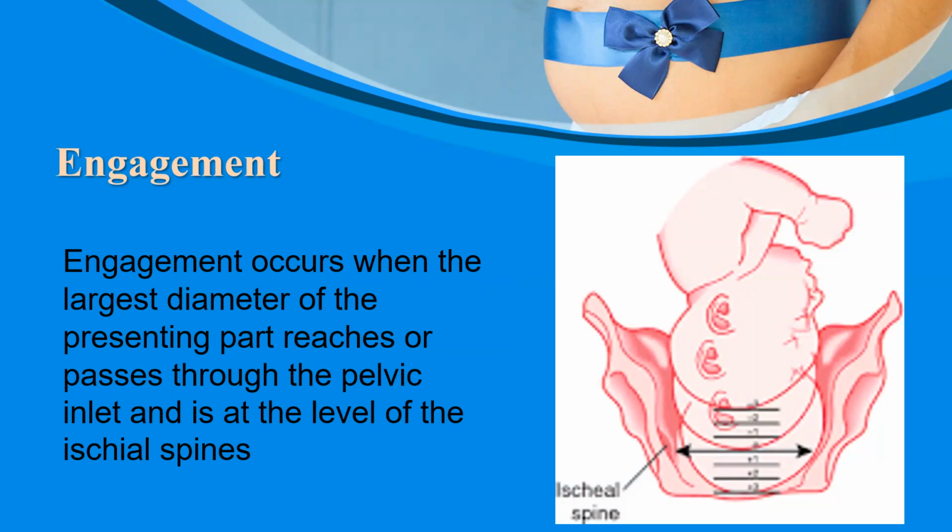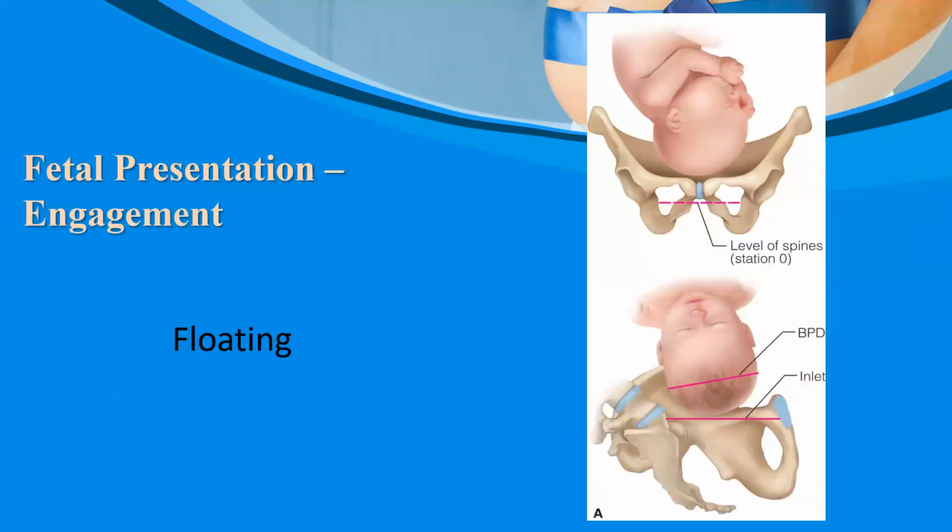Engagement happens when the largest diameter of the presenting part, which is hopefully the head, passes through the pelvic inlet and is at the level of the ischial spines. And you can see on the diagram, this is your stations, with the dark line being 0 station. Remember that the fetal head is directed down toward the pelvis, but if it can still easily move away from the inlet, it is called floating.